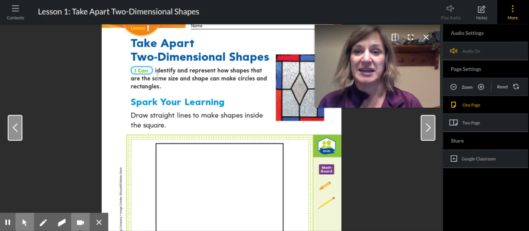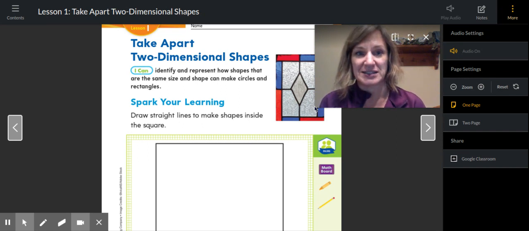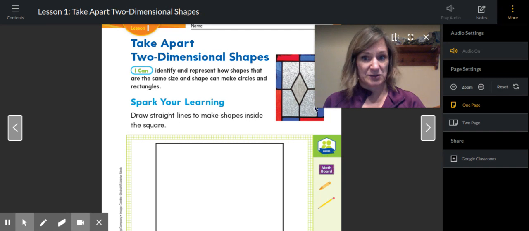So today's I can statement is on page 459, and this is Module 16, Lesson 1. It's about taking apart two-dimensional shapes. I can identify and represent how shapes that are the same size and shape can make circles and rectangles. So basically that means that you can identify the shapes. That means name the shapes. Represent, which means you can make them or build them. And you can show how, if you have some shapes that are the same size and same shape, you can put them together to make another shape. And that's what we're going to talk about today.